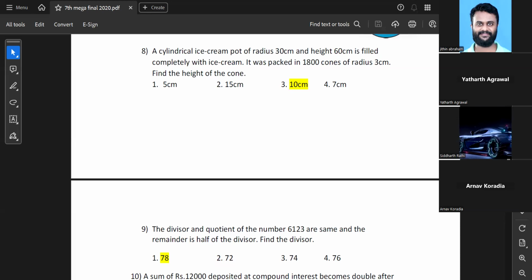Sir, can we start with the eighth problem? Yep, sure, why not? You can try. But sir, I think it's a very easy problem. You can give it as homework.